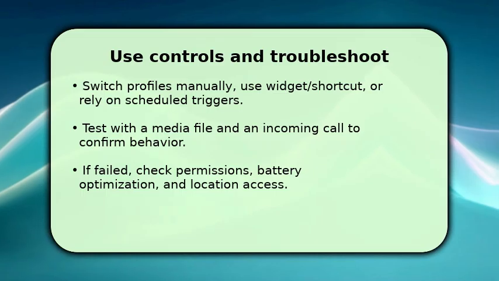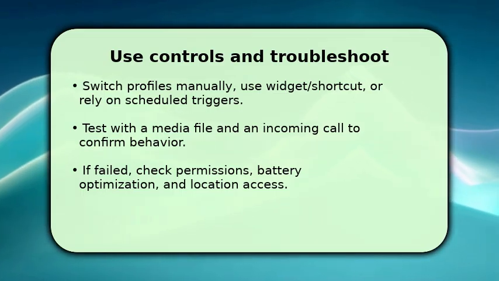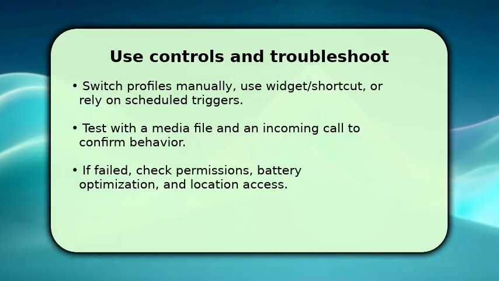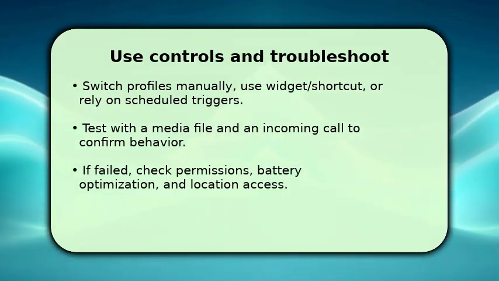If something fails, check app permissions, disable battery optimization, and ensure location access for GPS triggers. These fixes resolve most issues so your automated profiles work reliably.